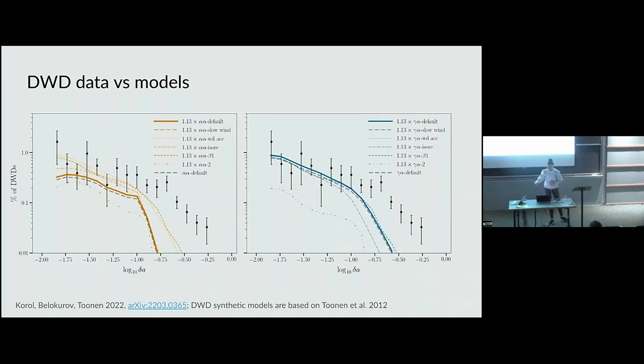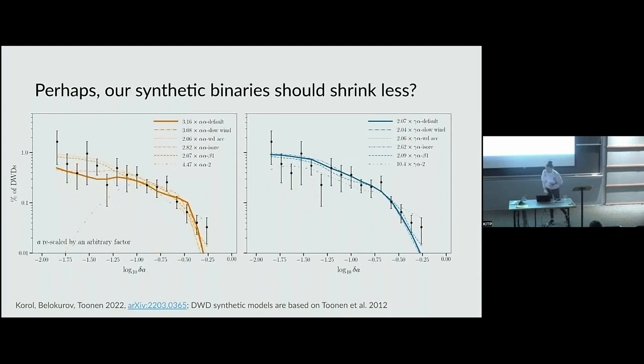Before jumping into changing all the binary population synthesis parameters, I did a few tests in which I allowed my distribution to move up and down, but also allowed the binary separation to scale. What I found is that if I allow my binaries to shrink less, so if I scale the separation by a factor of a few, depending on the model, then I get a very good match.